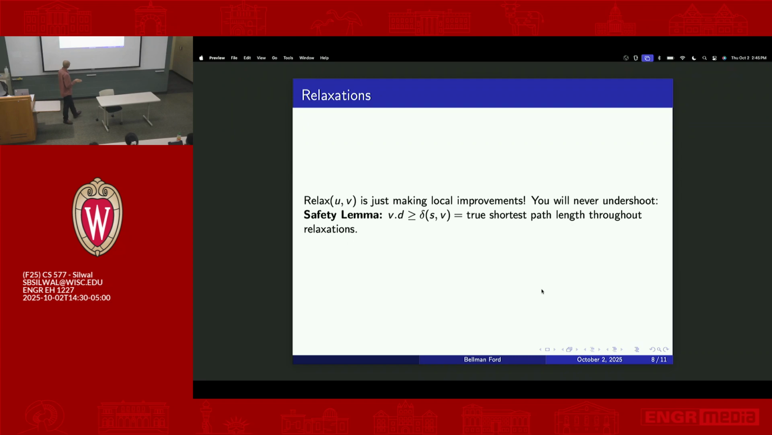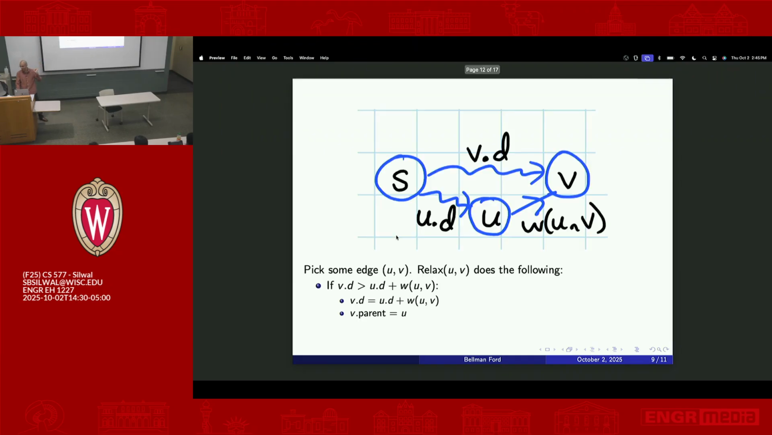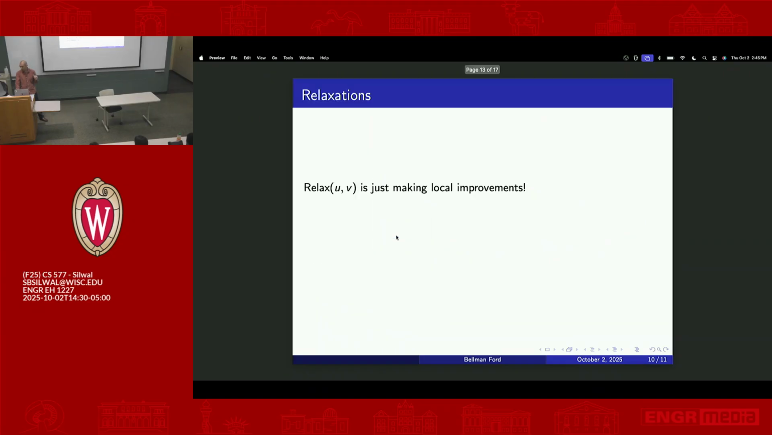The thing about this local improvement is that there's one thing to check, which we'll get to later, but I'm just going to say it now. Essentially, all the distance estimates I have will never be magically great. They'll never undershoot. So we'll get to this later. This point doesn't matter now.